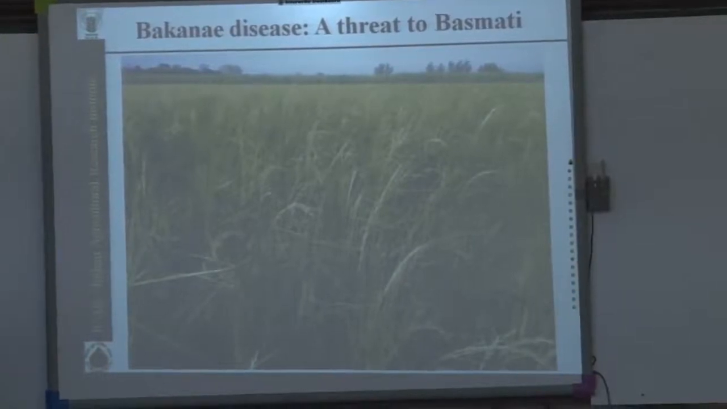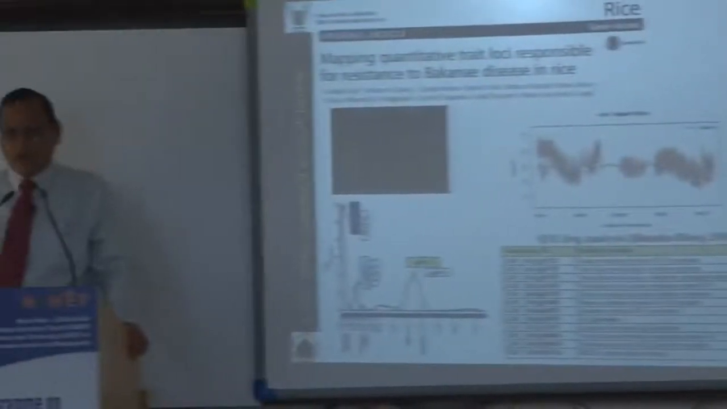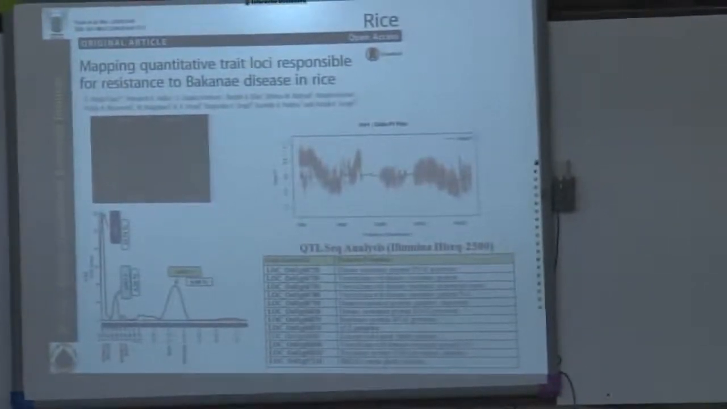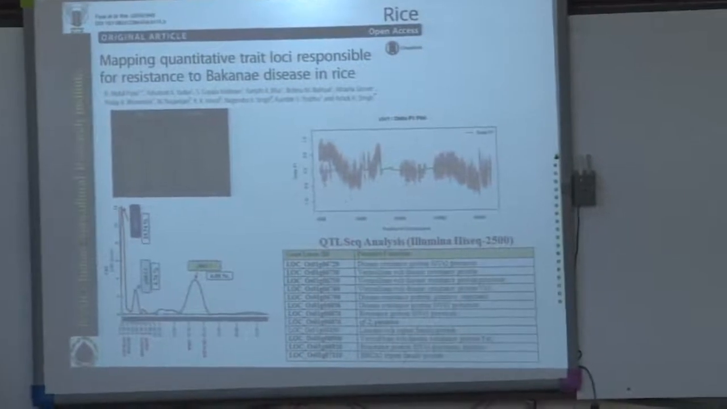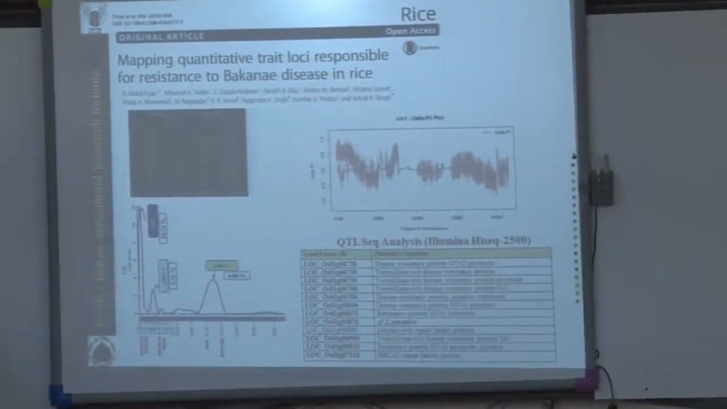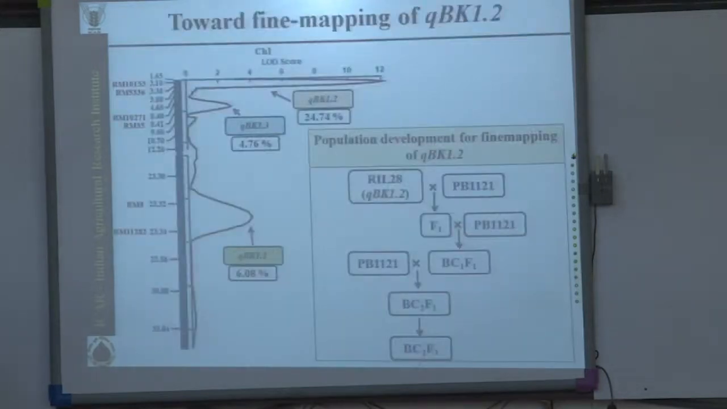And to control this problem, we initiated a mapping project where we screened a large set of germplasm. One of the lines in our breeding program, Pusa 1342, was found resistant to Bakanae disease. And we had a recombinant inbred line mapping population from the cross of 1121 into 1342, and mapped three QTLs in this population. And now through marker-assisted breeding, we are transferring these QTLs into 1121 and several other varieties like 1509, 1401, which are all susceptible to Bakanae disease.